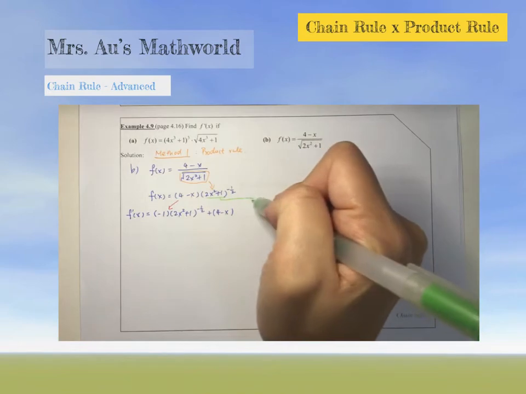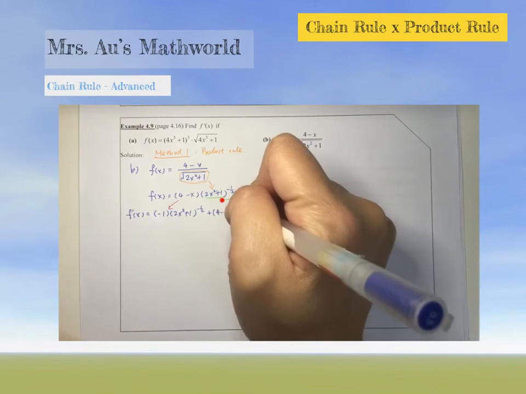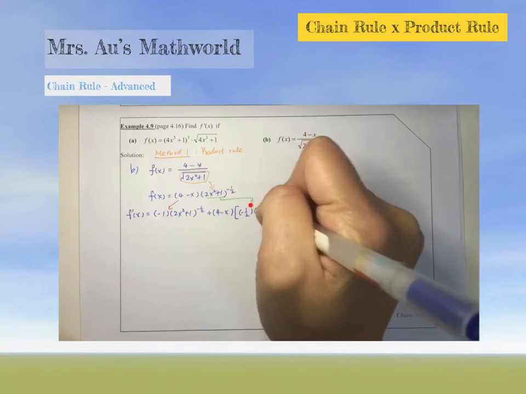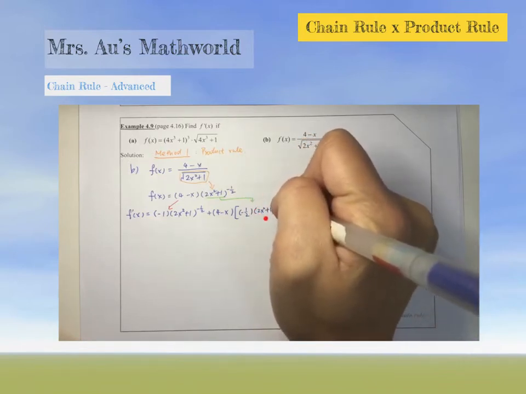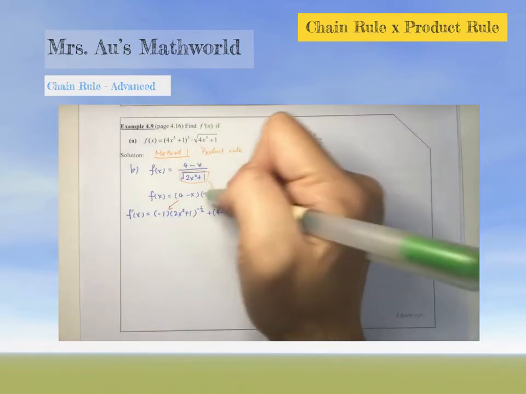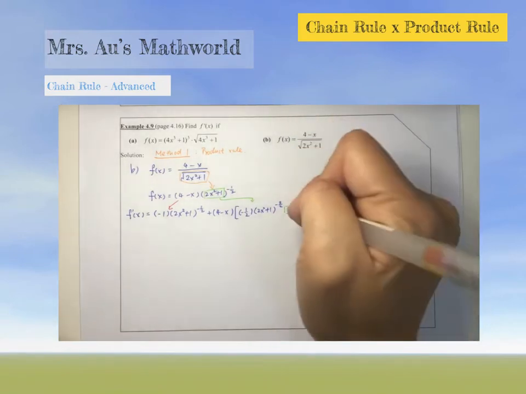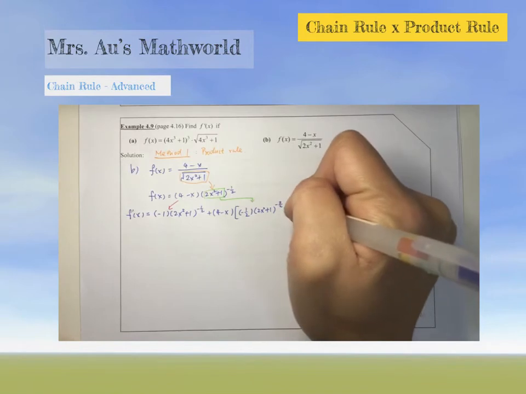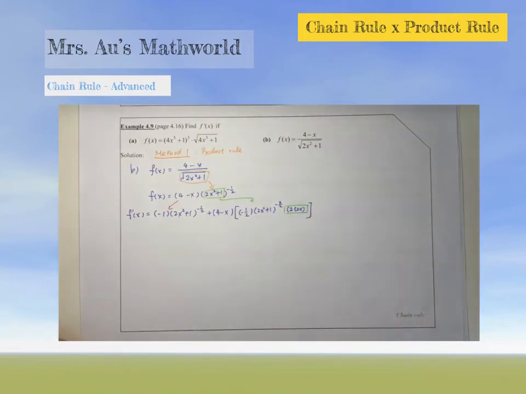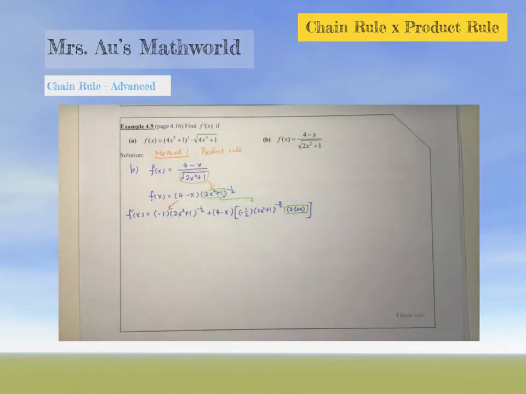And then we need to use chain rule on 2x squared plus 1 to the power negative 1 over 2. So step 1, the outer part goes to here. Then the power, we need to minus 1. That means negative 3 over 2. And then we differentiate the inner part. So the inner part, we get 2 times 2x. Alright? So this is the basic.